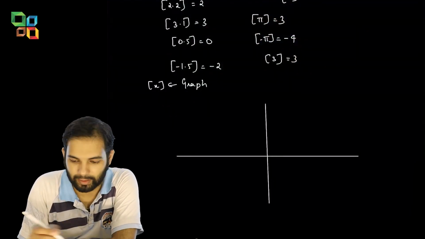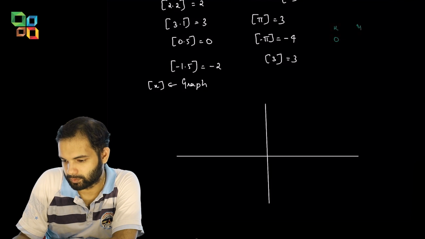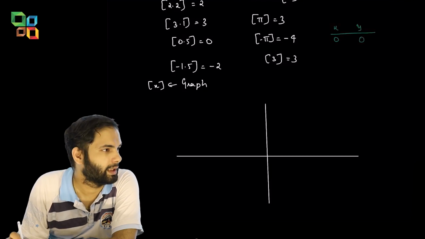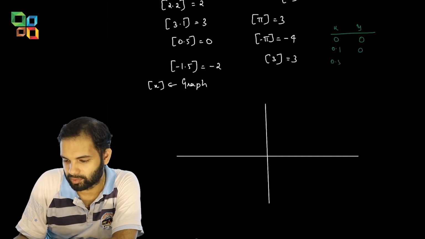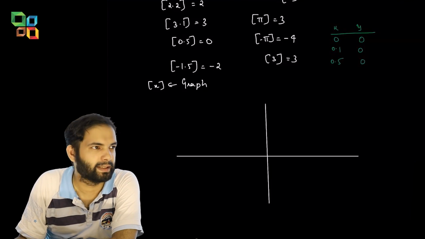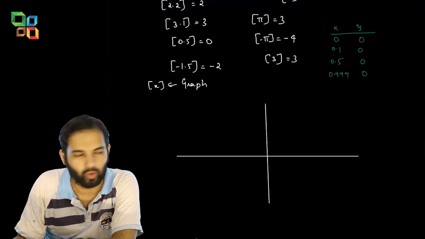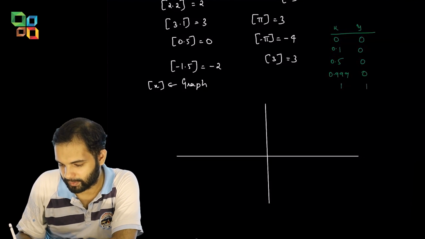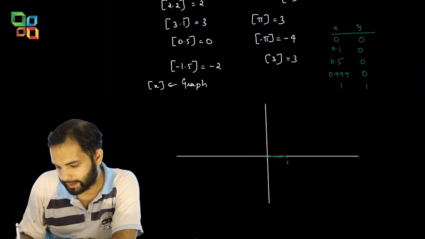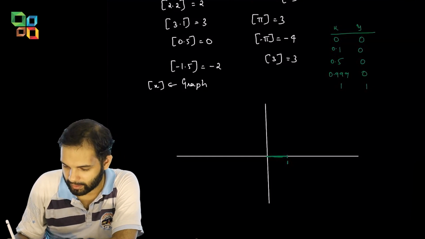So what are the values you have taken? At 0, is it 0? Yeah, right? What about 0.1? 0. 0.5? 0. Till where is it 0? 0.999. 0.9999, still it's 0. Then it changes at 1. So can I draw that in the graph? Up to 1 it is this part, correct? At 1 it is somewhere here.